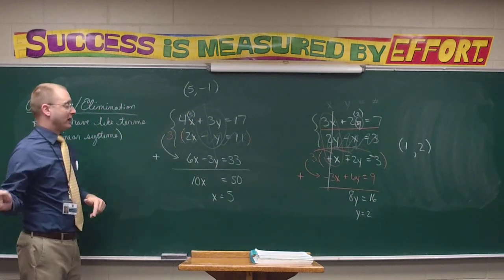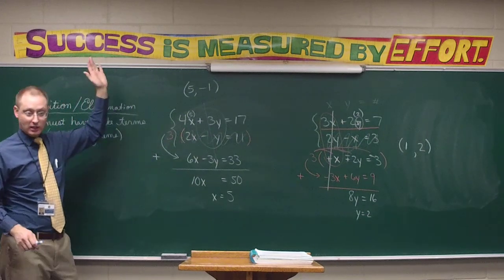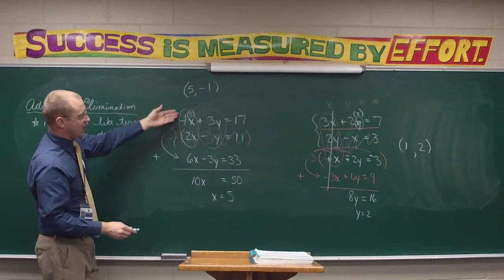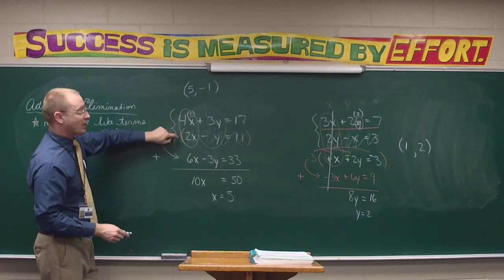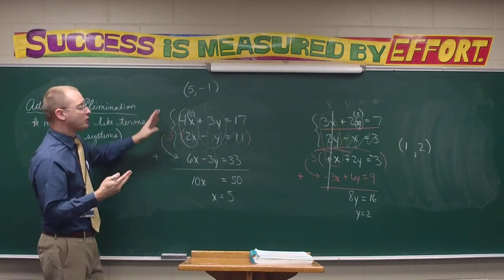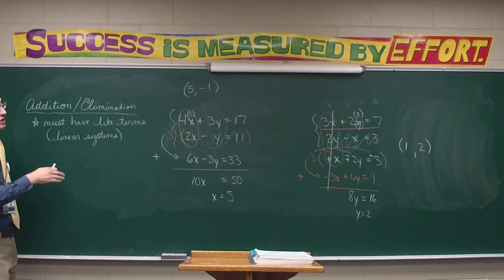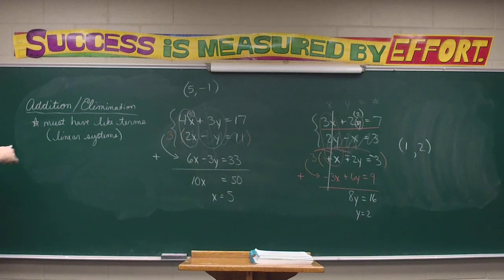How many of you, when Brandon said he wanted to get rid of the y, how many are thinking, I'd like to get rid of the x? What would I have had to do to get rid of the x here, class? Bottom by a 2, which would have given me a 4, and then one of the two equations, probably the bottom, change those signs. And that could have given us the same answer. We just would have gotten the negative 1 first, then the 5.